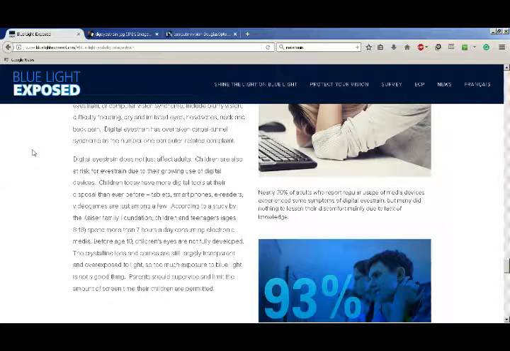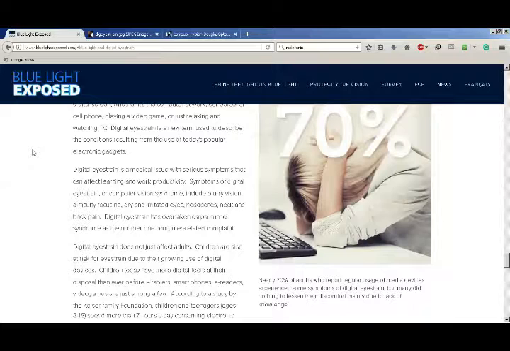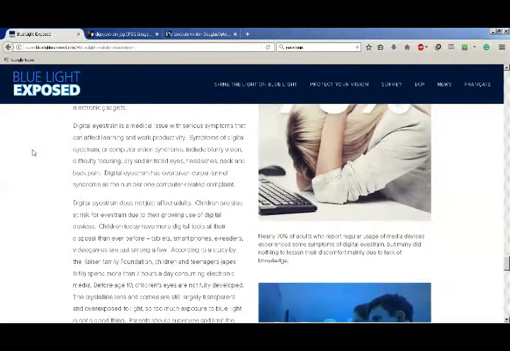Okay, and here are some of the numbers for this. It says nearly 70% of adults who report regular usage of media devices experience some symptoms of digital eye strain, but many did nothing to lessen their discomfort, mainly due to lack of knowledge. So exactly what I'm saying, I've been dealing with this stuff myself personally for years. And it's finally coming out now what actually is causing this eye strain and eye pain, and what you can actually do to relieve that.